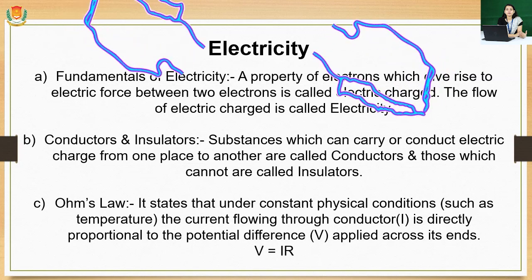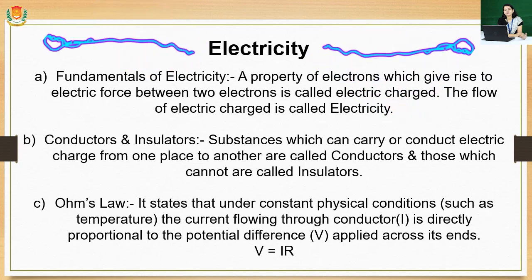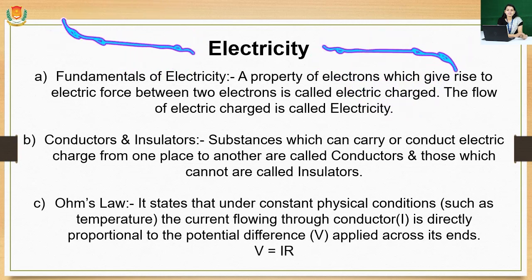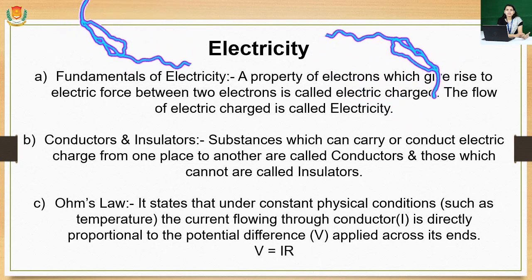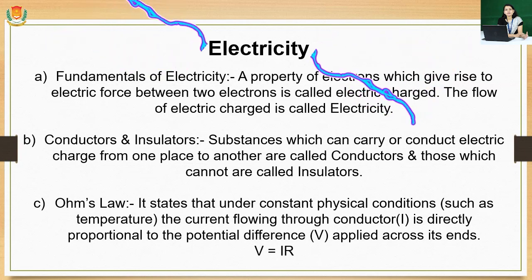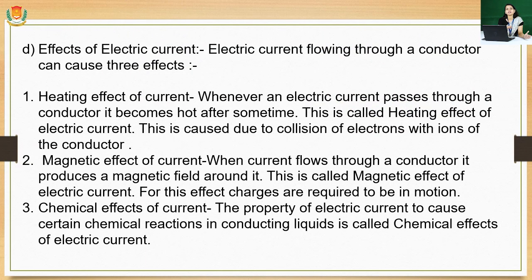Now, we talked about fundamentals of electricity, we talked about conductors and insulators, we talked about Ohm's law. Now, we will discuss the effects of electric current. Some of the effects which are very common with the production of electric current are: first, the heating effect of current. We all have observed that whenever electric current is passed through a conductor or a wire, that object gets heated up. Why?